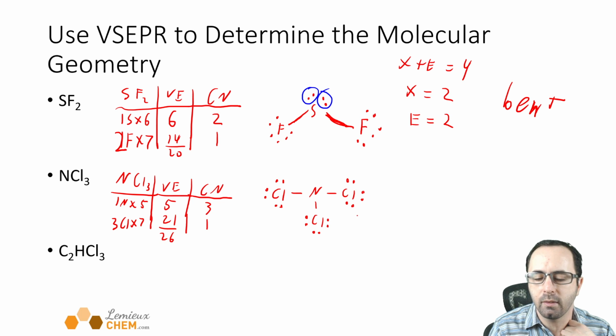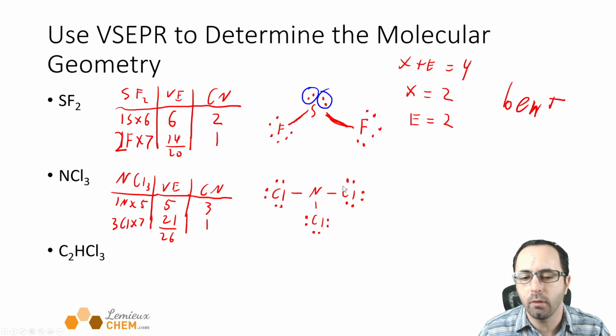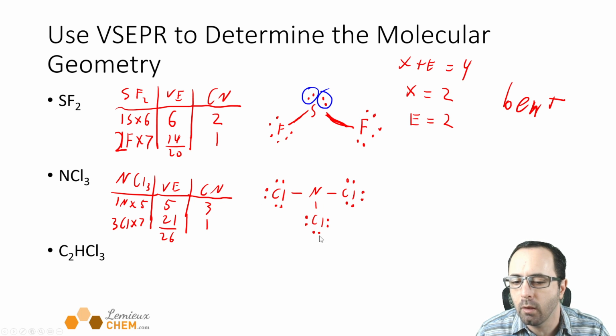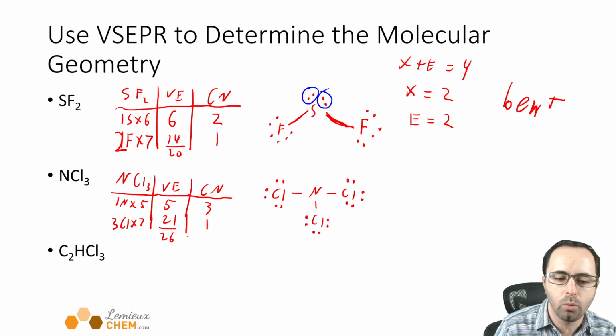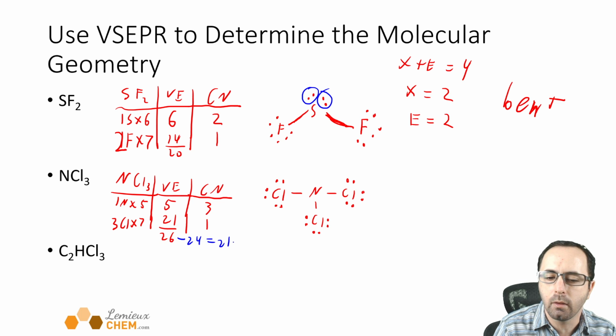Now we should check to see how many electrons we put down so far. 2, 4, 6, 8, 10, 12, 14, 16, 18, 20, 22, 24. We've put down 24, so we have 2 left.